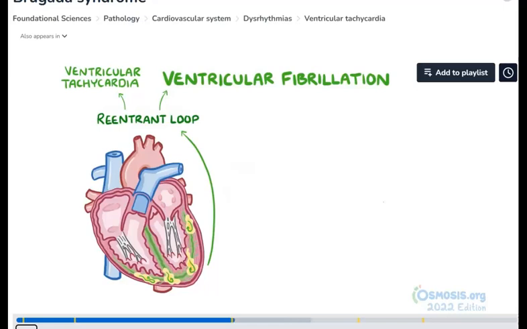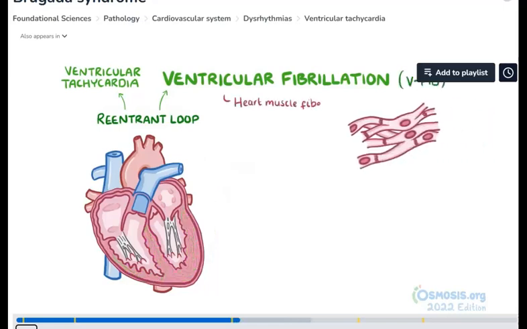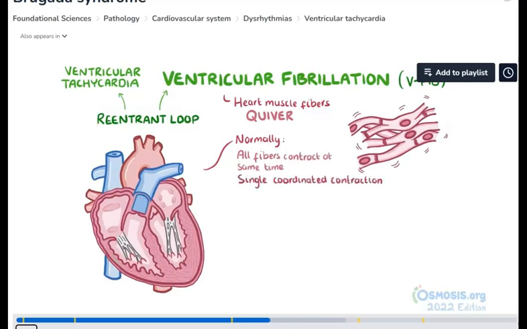Ventricular fibrillation, sometimes called VFib, means that the heart's muscle fibers start quivering because they're not contracting at the same time. Normally, an electrical signal spreads fast enough so that all of the muscle fibers in the ventricles contract almost at the same time, which essentially looks like a single coordinated contraction. If they don't all contract at the same time, not much gets accomplished.